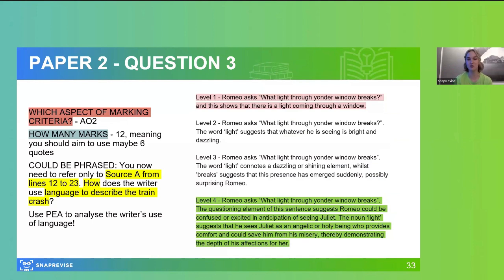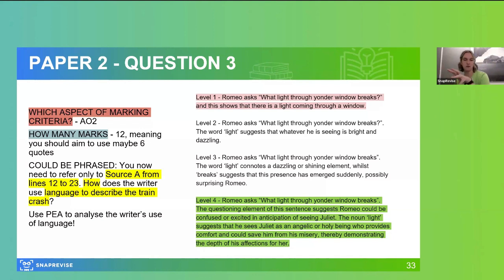This then goes on to AO2, which is your analysis question. It's 12 marks. So again, I'd maybe aim at like 5 to 6 quotes. So it could be something along the lines of, you now only need to refer to source A. Question 3 is normally only about one of the sources. And like your paper 1, it then talks about how does the writer use language to describe the train crash. So again, you're going to want to use PEA.